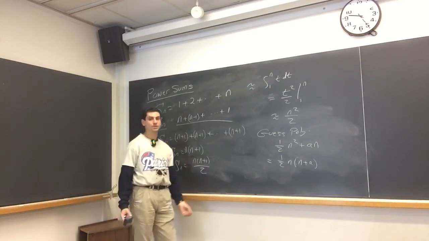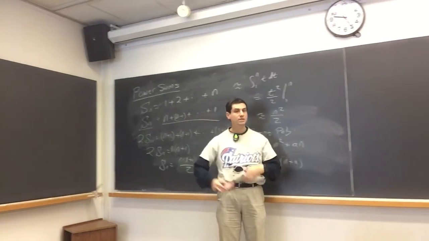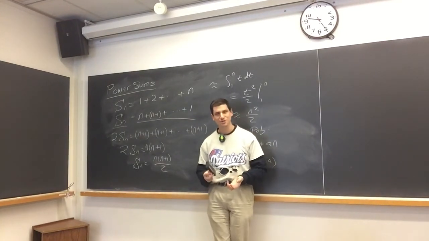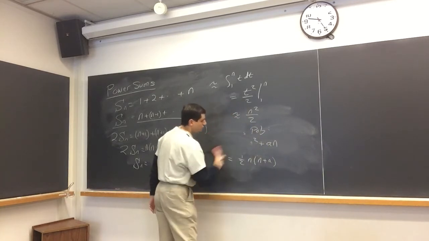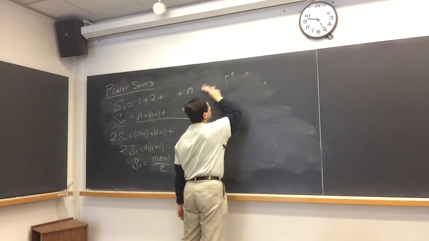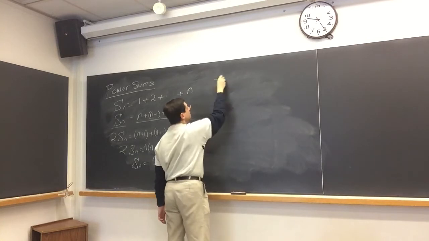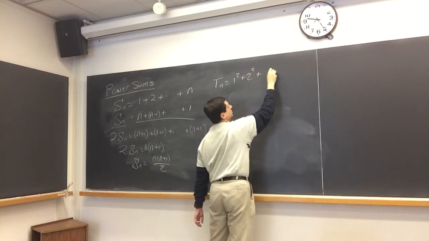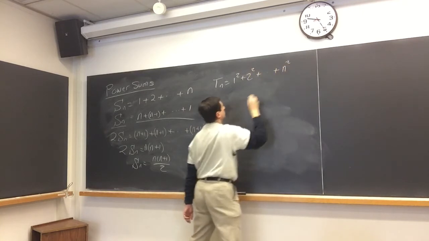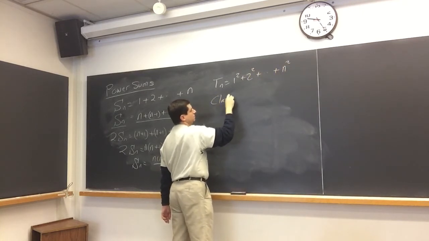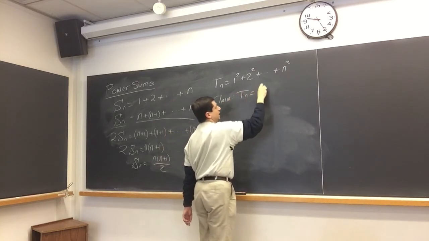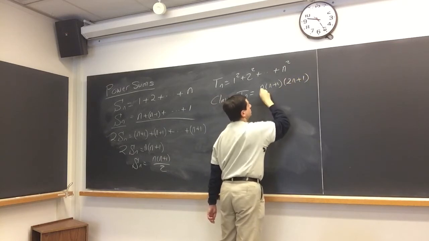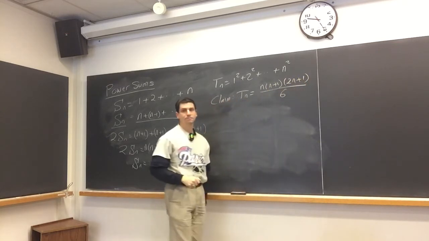This is not a proof that it's a polynomial. But if you're willing to make that assumption, you could then figure out what the coefficients are, and then once you have the coefficients, you could do the induction. So for example, let's say we want to do now T_n, which is 1 squared plus 2 squared plus ... plus n squared. And I claim that T_n is going to be n(n plus 1)(2n plus 1) over 6.